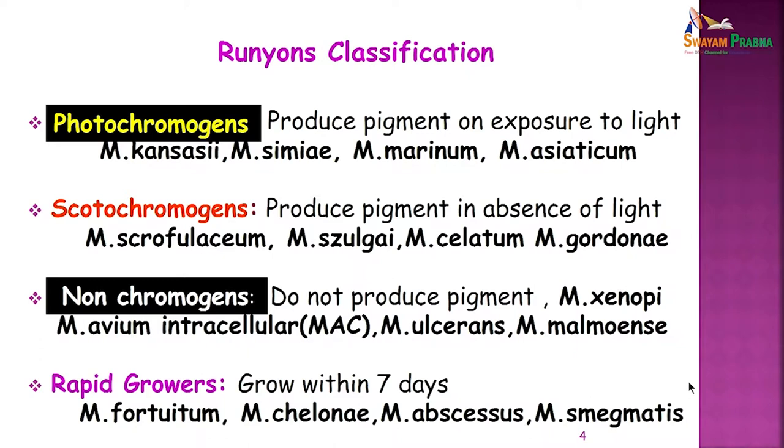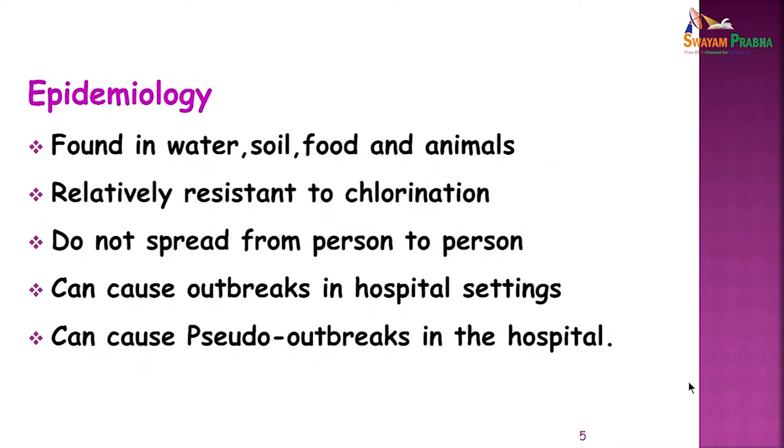And in these, we have Mycobacterium xenopi, M. avium intracellulare, or MAC as it is referred to, M. ulcerans, and M. malmoense. Amongst the rapid growers, that is those which grow within 7 days, you have Mycobacterium fortuitum, Mycobacterium chelonae, Mycobacterium abscessus, and M. smegmatis. Now let's move on to the epidemiology of these organisms.